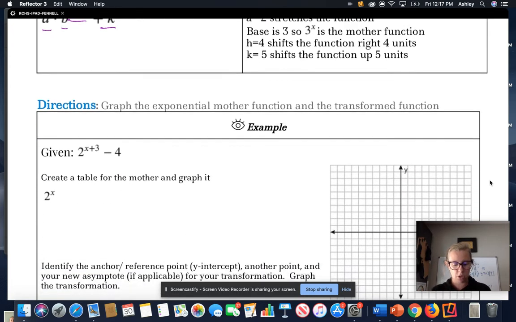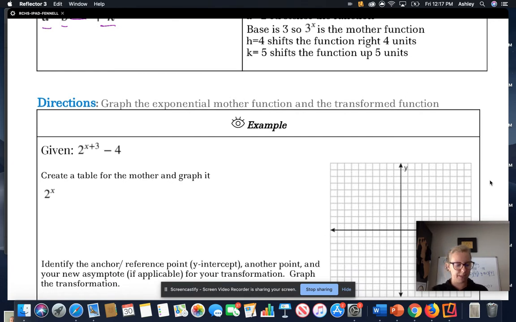All right, so in order to do this, the best way to graph these is just to think about, okay, what would the very most basic version be? So the mother function of this given function would just be 2 to the power of x. So we're going to create a table for 2 to the power of x and see what this is going to look like. So start with -2, -1, 0, 1, and 2, right?